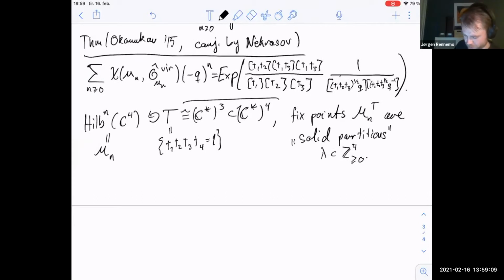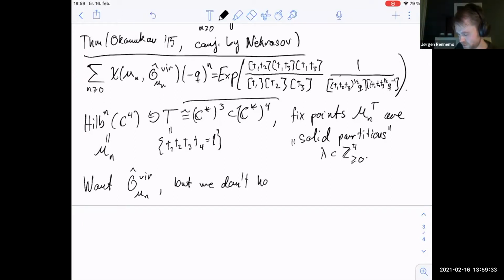Okay, so what do we do? Suppose we want a virtual structure sheaf over Mn in this case, and we actually want a symmetrized virtual structure sheaf, just to be even greedier. But we don't have a perfect obstruction theory anymore.